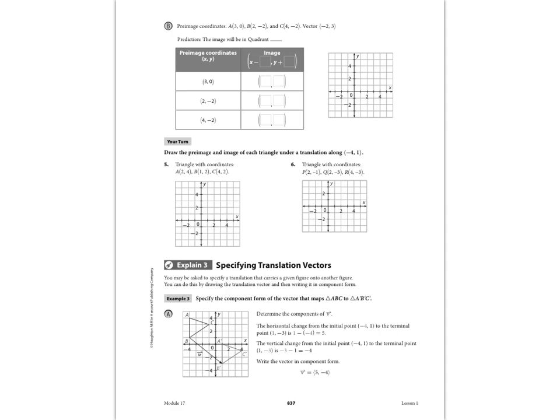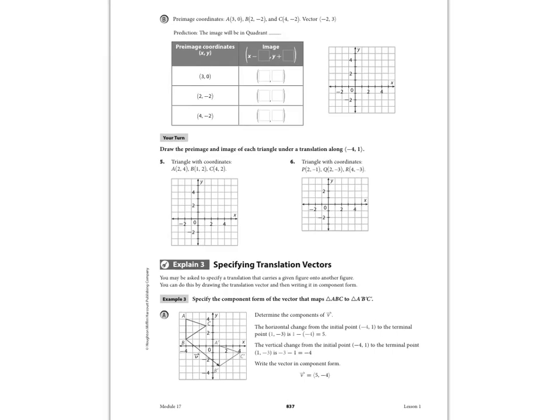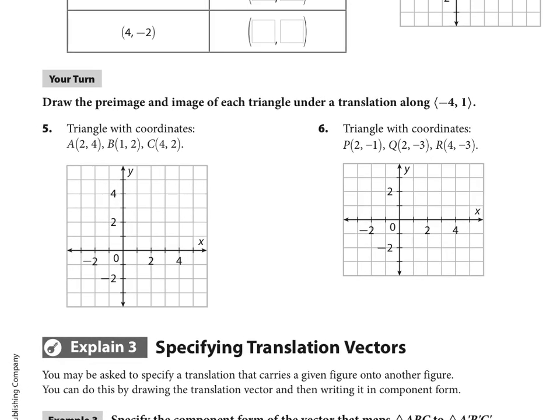On page 837, we have your turns, number 5, number 6. I'll do one of them, and I'll have you try the other. We're going to draw the pre-image and the image of each triangle under the translation of the vector, in component form, -4, 1. So if we do a little bit of planning first. The vector that it gives us in the directions up here, think about which way this is going. So this is the x part of the vector notation, and this is the y part. So the -4 means we're going to be going to the left 4 times. And then the positive one means we're going up.